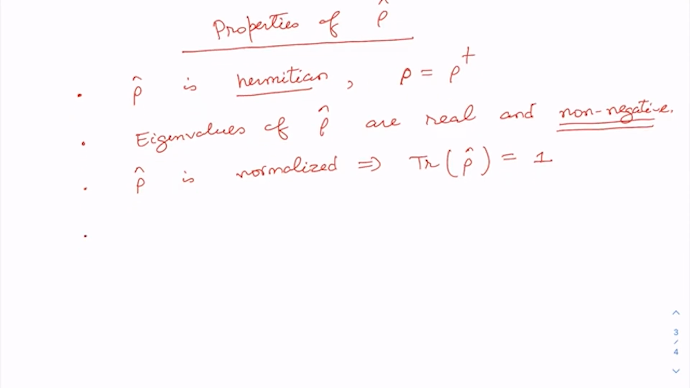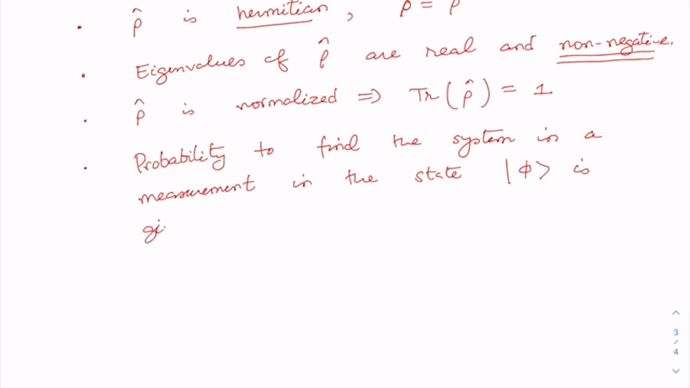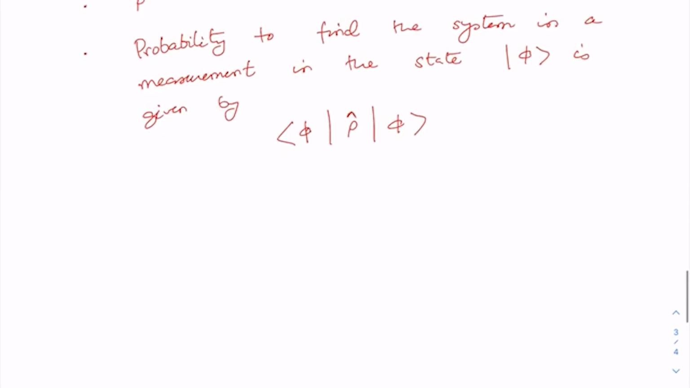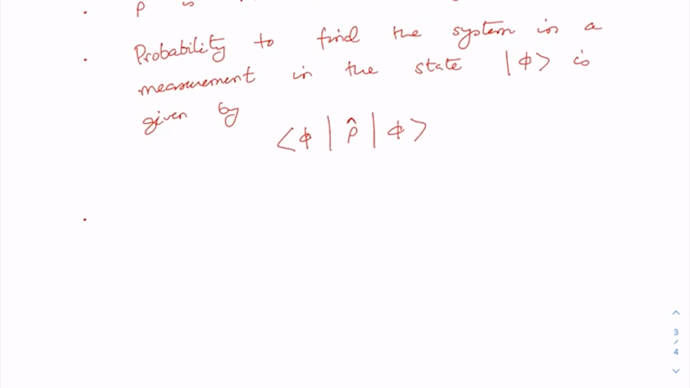One useful property to remember is that the probability to find the system, in a measurement, in the state say phi is given by just calculating this quantity. This is a very useful result, it is worth remembering, and we will utilize it later on. And finally, the evolution: the equation that the density operator satisfies is the so-called Liouville equation, given by i h-bar del rho del t is equal to the commutator of H and rho. This is called the Liouville equation.